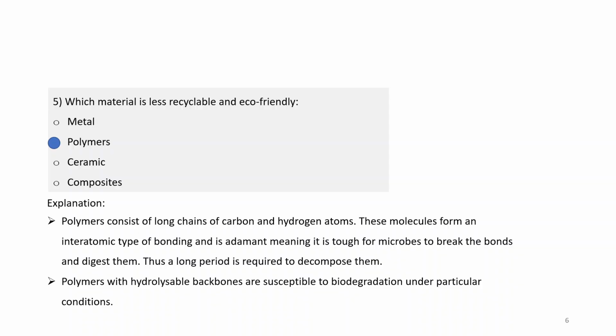Polymers consist of long chains of carbon and hydrogen atoms, and these molecules form an interatomic type of bonding and are adamant, meaning it is tough for microbes to break the bonds and digest them. Thus a long period is required to decompose them. The polymers with hydrolyzable backbones are susceptible to biodegradation under particular conditions.